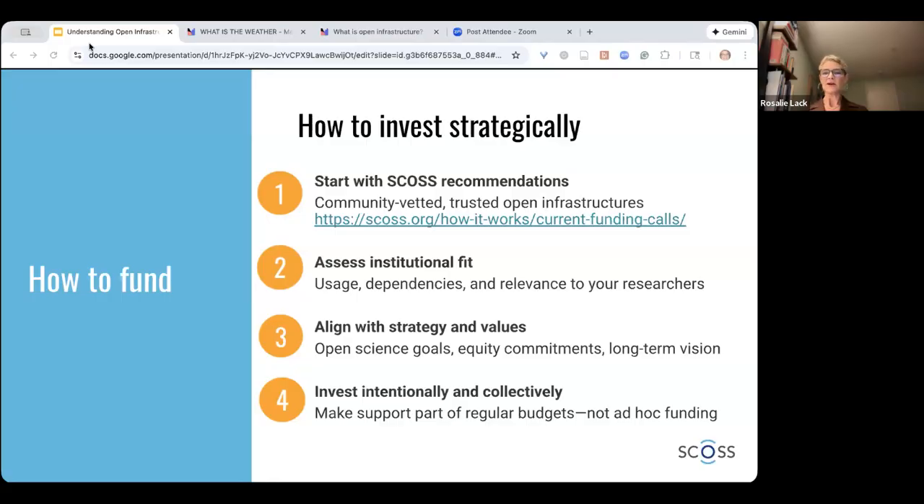That being said, there are many quality open infrastructures that are not yet SCOSS endorsed because we only select one or two a year. So there may be other ones, but this is one suggestion, to start with SCOSS. Of course, I'm a little biased as I work with SCOSS, but the point is really to sit down and look at these infrastructures. What are you using on a regular basis and how can you support them? The idea is to invest intentionally, by putting it into your regular budgets, and not just one year we pay, one year we don't, but really putting a regular budget item to support these open infrastructures that you're using.